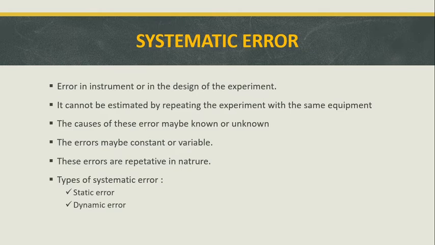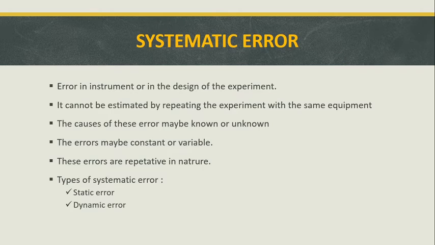It cannot be estimated by repeating the experiment with the same equipment. If the instrument makes the error, we can't repeat the experiment with the same equipment. We have to change the equipment to find the output. The causes of these errors may be known or unknown. These systematic errors may be caused by a known error or an unknown process. We can't find out how the error came or how it occurs.